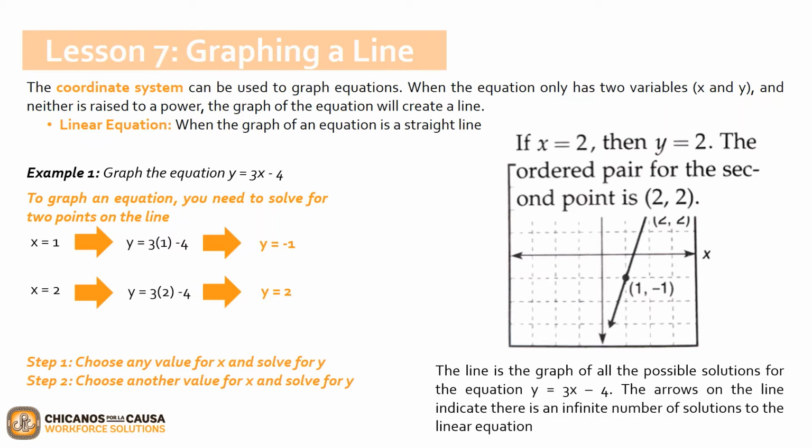So once we connect those, we can see that it's actually a linear line. It's a straight line. So it's a linear equation. The line itself on the graph represents all the possible solutions for the equation y equals 3x minus 4. Because remember, we just chose random numbers for x. So those 2 arrows at the end of the line that we just created stand for all those different possibilities. This indicates that there is an infinite number of solutions for the linear equation.